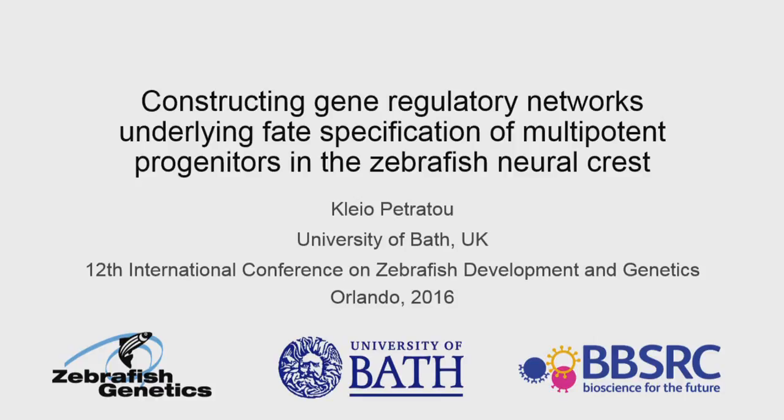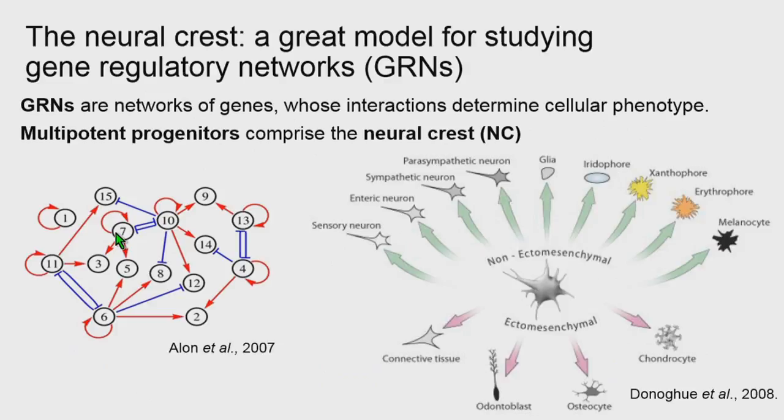This talk focuses on constructing gene regulatory networks that underlie fate specification of multipotent progenitors in the zebrafish neural crest. To begin, gene regulatory networks are defined as networks of genes whose interactions determine cellular phenotypes, and developmental processes are underlined by very highly dynamic and tightly regulated gene regulatory networks. To study these developmental networks, we use the neural crest as a model.